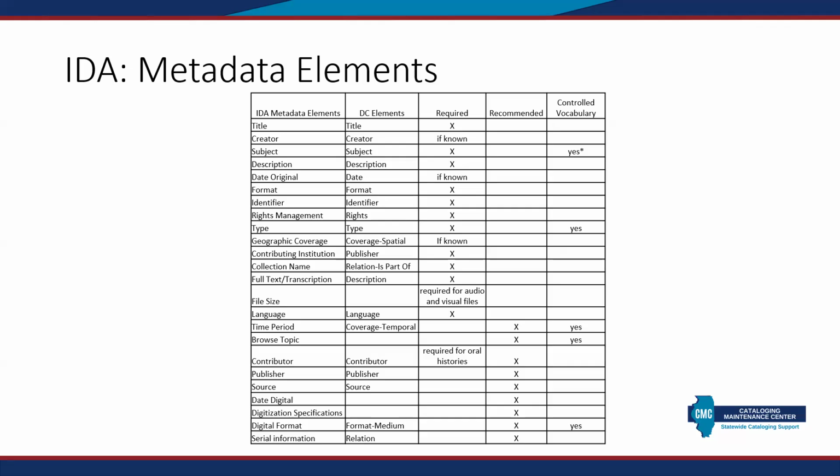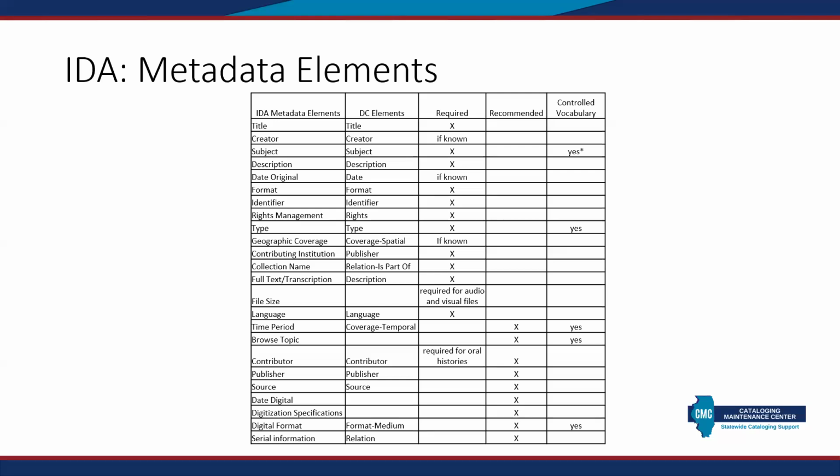Remember what I said earlier about Dublin Core being extensible. Dublin Core allows and even encourages organizations to supplement the Dublin Core with additional metadata elements from outside vocabularies. IDA's required elements are title, creator, subject, description, date original, format, rights management, type, geographic coverage, contributing institution, collection name, full text transcription for documents, audio, and video files, file size, and language.